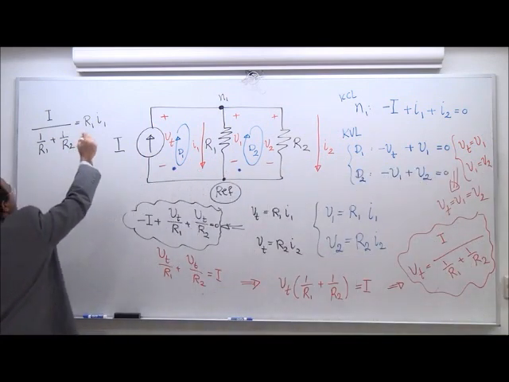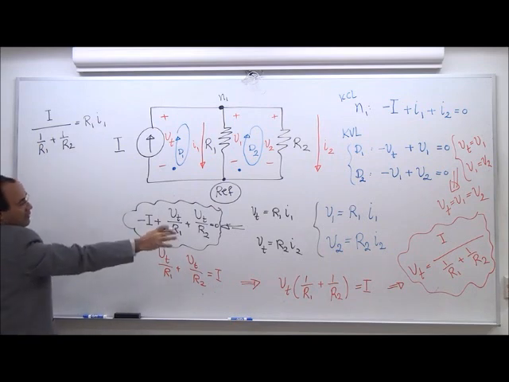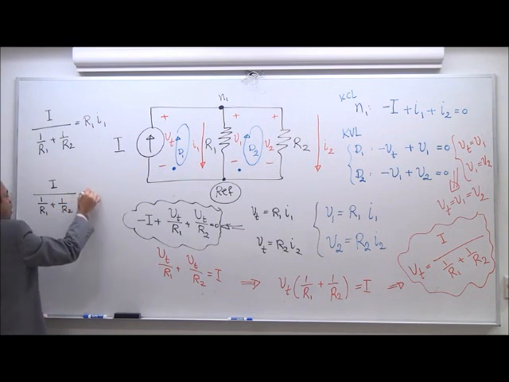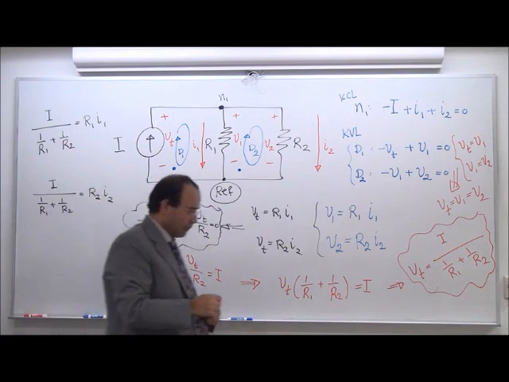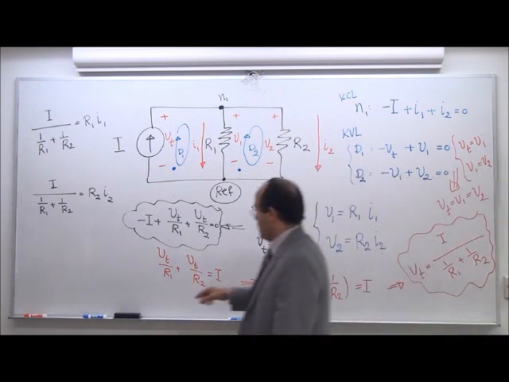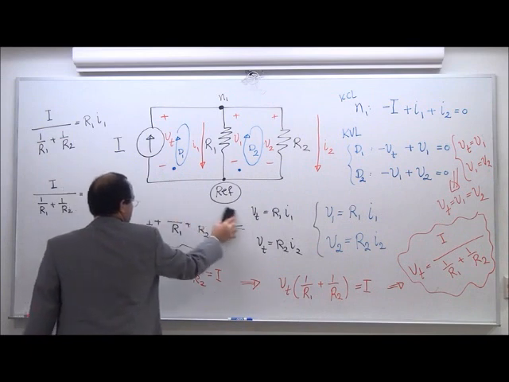Let's do the second thing. V2 is equal to R2 I2. So V2 is already VT, so it's I divided by 1 over R1 plus 1 over R2 is equal to R2 I2. My intention was to find VT, V1, V2. I did. My intention is to find I1, I2. I'm going to do that, and I'm going to erase this part in order to achieve that.